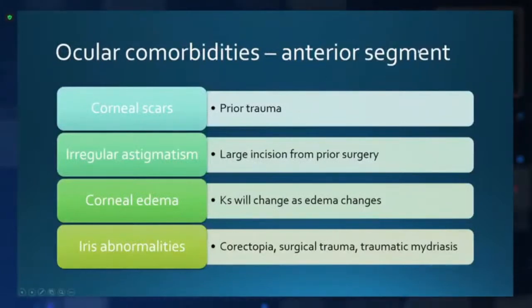Ocular comorbidities affecting the anterior segment include corneal scars from prior trauma, irregular astigmatism, including large incisions from prior surgery. For example, if an ACIOL was placed in an eye and you have to remove that and replace it with a scleral fixated lens, there can be a lot of flattening or sometimes steepening from sutures placed previously. Corneal edema, because the case will change as the edema changes. Iris abnormalities, including choroideremia, surgical trauma, traumatic mydriasis.